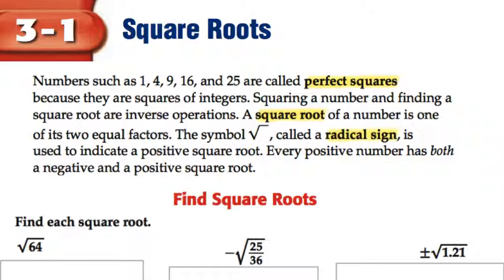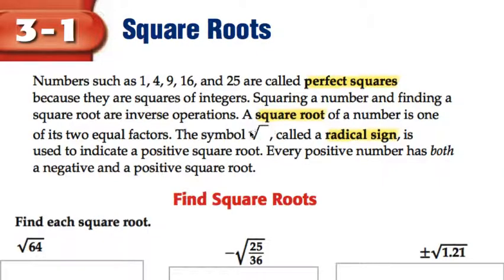A square root is the result of taking the radical and finding what that number was before you squared it. So it's two equal factors. Like when we have 5 squared giving us 25, the square root of 25 gives us 5. So 5 is the square root of 25.